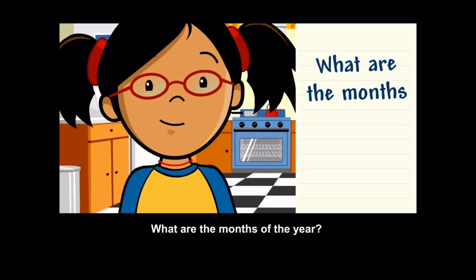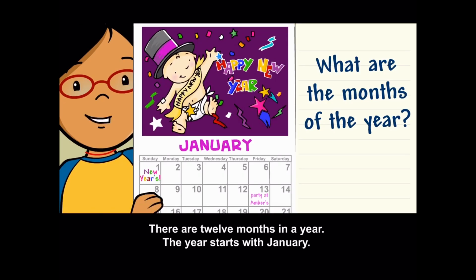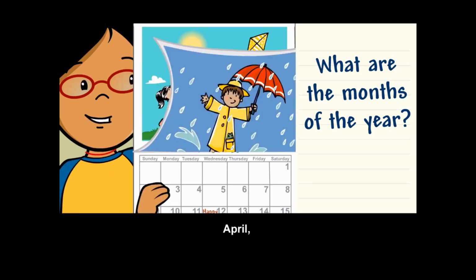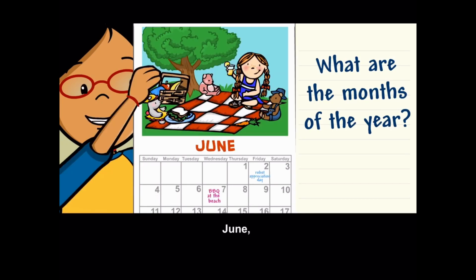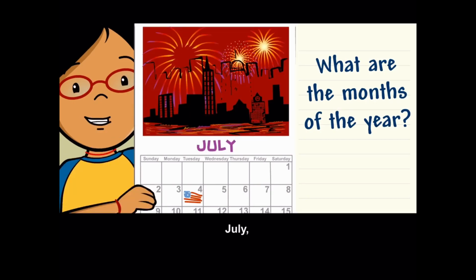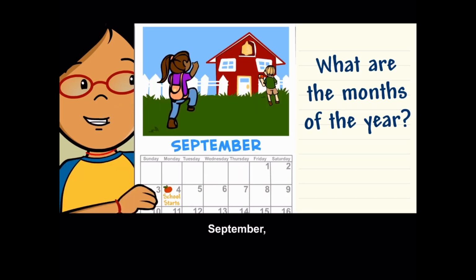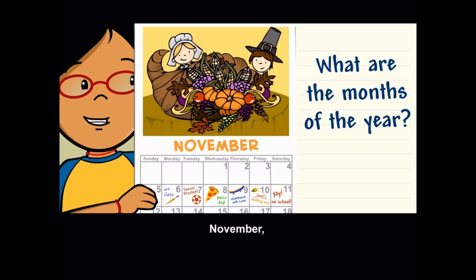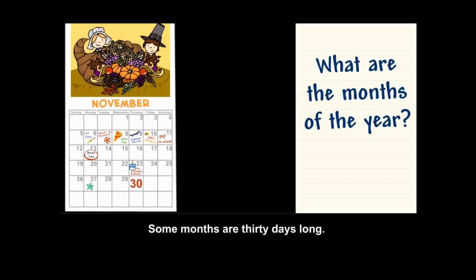What are the months of the year? There are 12 months in a year. The year starts with January. Then there's February, March, April, May, June, July, August, September, October, November, and December. Some months are 30 days long.